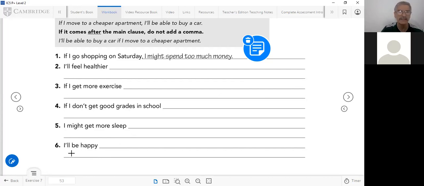Now, another possibility. Here, number 6. Can you read it and complete your idea? I'll be happy if you eat chocolate. No, no, no. You have already done it. Okay. I'll be happy if I go to the beach. I'll be happy if I go to the beach too, but I don't have to repeat that. I'll be happy if you learn a lot from me. Okay? That's the idea, that you learn a lot from me.